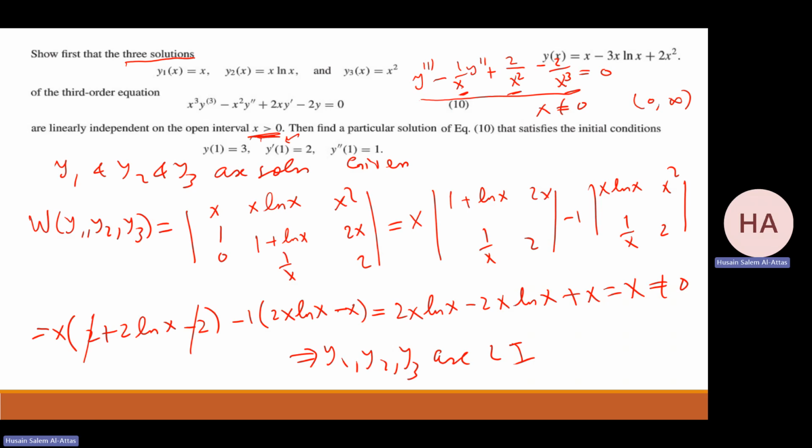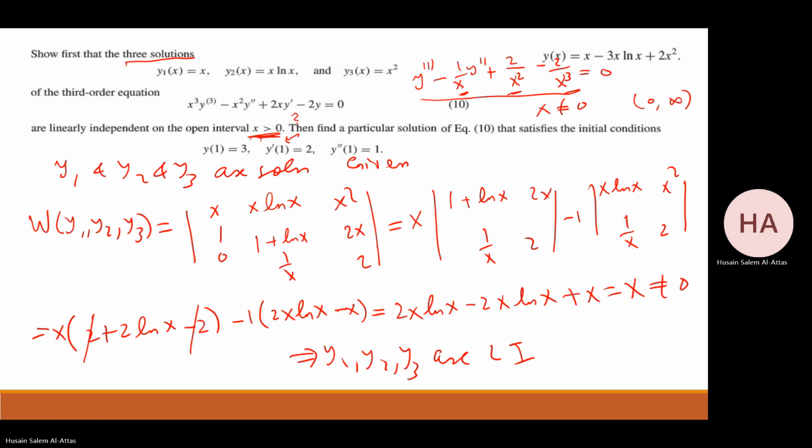Okay. Now I prove they are linear independent. That means since they are linear independent, I have a third order differential equation. You know what, I'll do it here. This is third order, and I have 3 linear independent solutions.